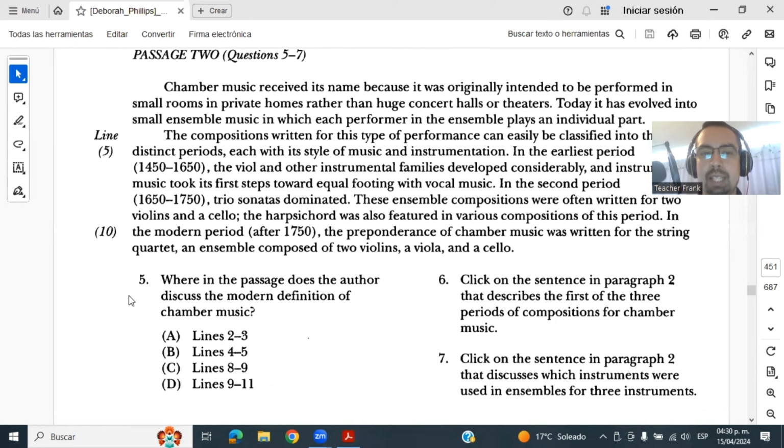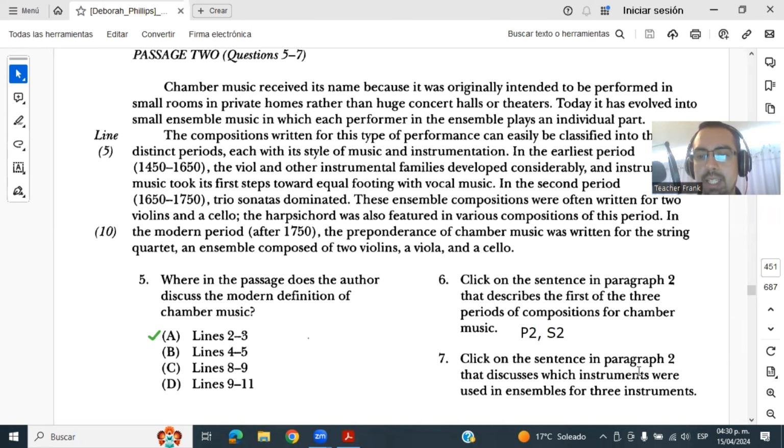Number 5 asks, where in the passage does the author discuss the modern definition of chamber music? This one's going to be A. All right. And then for number 5 and 6, these are computer ones, but I'll just give you the paragraph and the sentence. Number 6 says, click on the sentence in paragraph 2 that describes the first of the 3 periods of compositions for chamber music. This one is going to be in the earliest, paragraph 2, sentence 2.